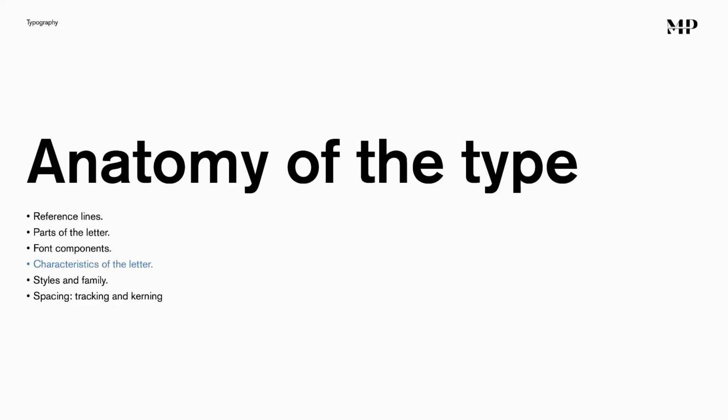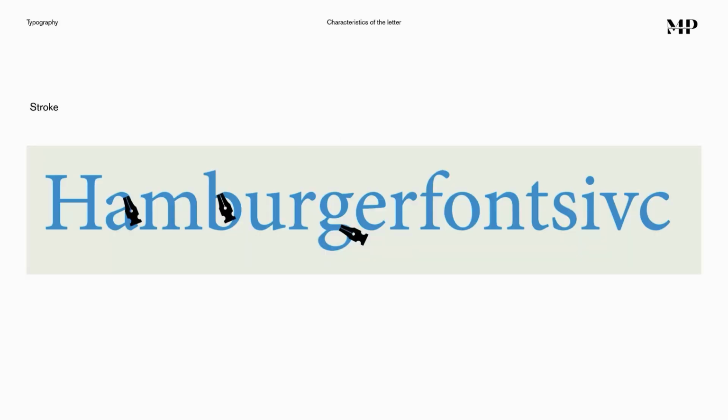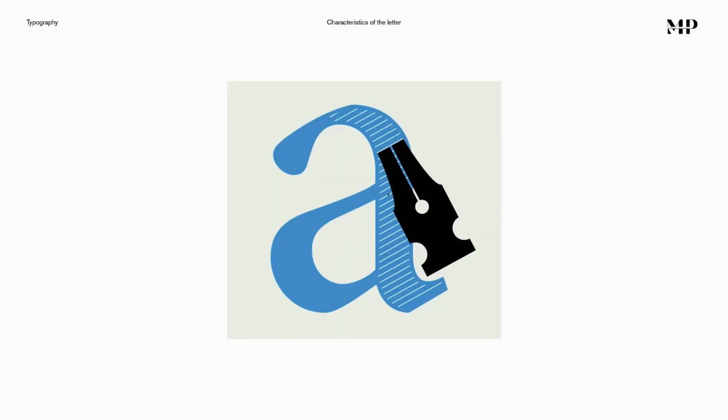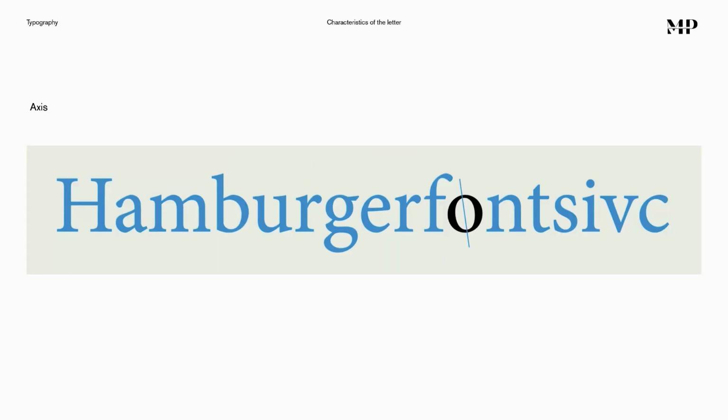Now we move on to the characteristics of the letter. The first and most evident characteristic is going to be the stroke. The stroke will have a direct relationship with the ductus, that is, with the tool intended to have created this typography. The next characteristic of the letter would be the axis. The axis of a typeface is mainly marked by circular letters like O or G, and is obtained by connecting the thinnest points of those letters with a line.